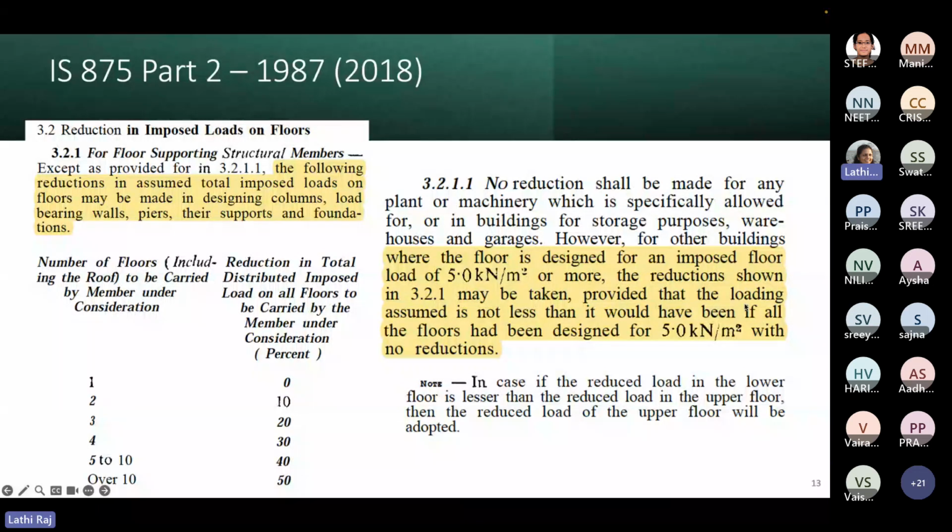Fine. So at least this you should understand, that while designing the supporting structure, that is the column, foundation, and piles, all these things when you design, this should be the way you take the imposed loads. This is not dead load. This is the imposed load, or the live load. Fine.